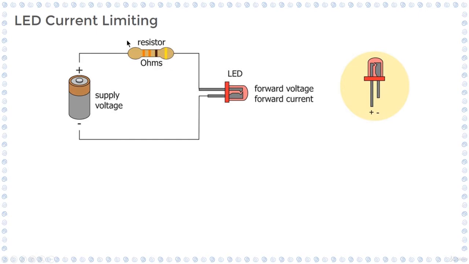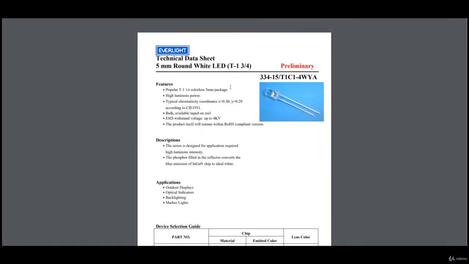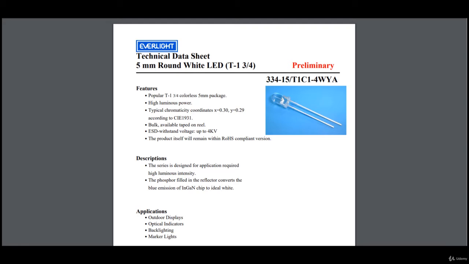So when sizing a current limiting resistor, look for two characteristic values of the LED: the typical forward voltage and the maximum forward current. As an example, here is a datasheet of a common white LED. So this is how it looks. It has two terminals, and the longer leg is the positive leg and the shorter one is the negative leg. Knowing which leg is positive and negative helps us place the LED in the circuit in a correct way. We will see how to do that in a moment.